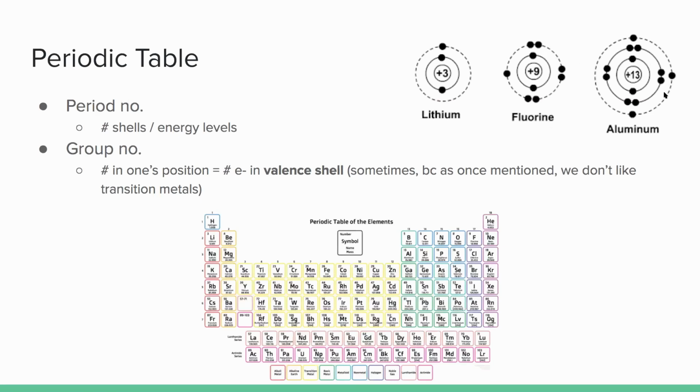And then you see here aluminium, right? It has, I believe, 3 electrons in its outermost shell. That means you can find it in either group 3 or group 13. Aluminium. All right.